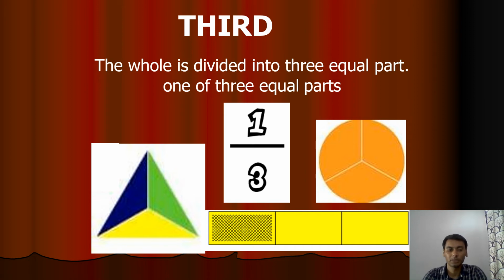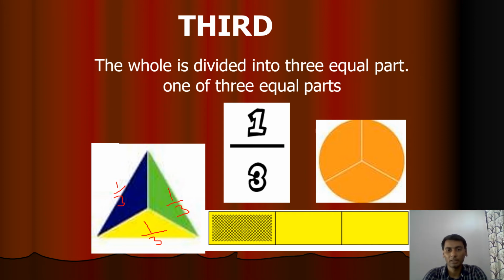Here is the picture. This is divided into three parts, part number 1, 2 and 3. That means each part is 1 by 3. This one is also 1 by 3. This one is also 1 by 3. So we can say each part of this triangle is 1 by 3 of this whole triangle.